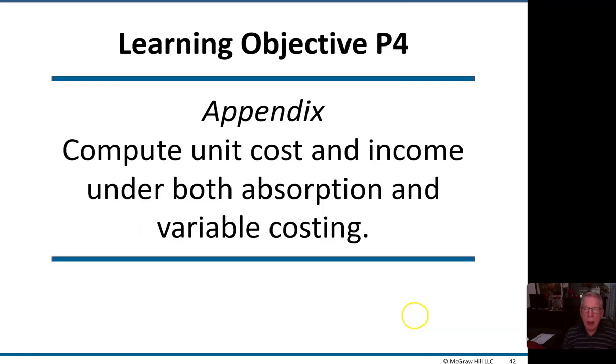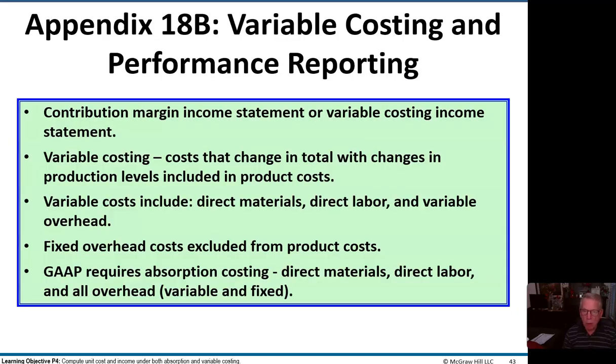Okay. Now, here we're going to compute the unit cost and income under both absorption and variable costing. Now, remembering that absorption costing is what is allowed under GAAP here. We cannot use variable costing under GAAP. We can publish internal documents or even external documents if we brand them accordingly. But what we need to do to calculate our GAAP income is absorption costing.